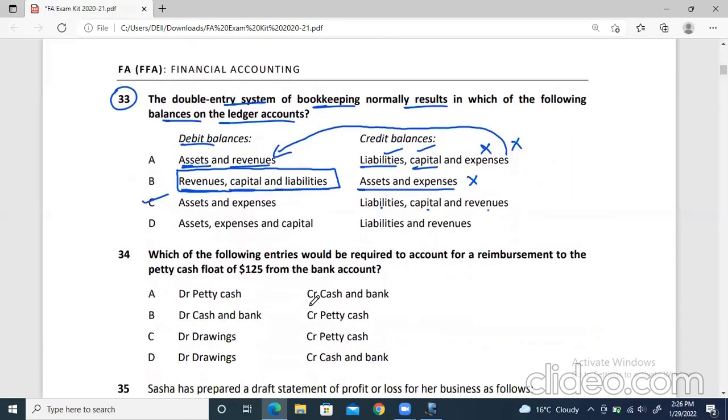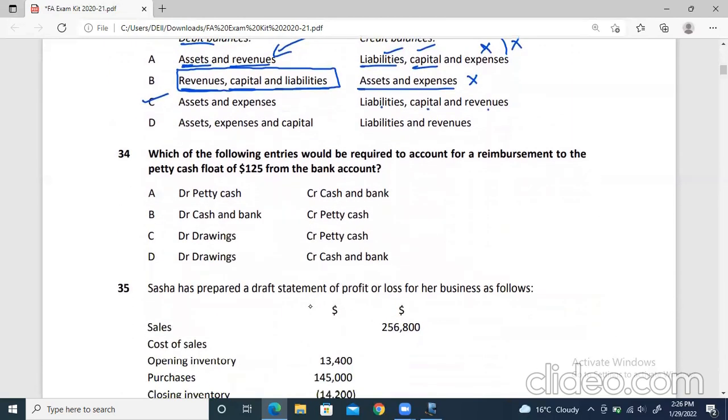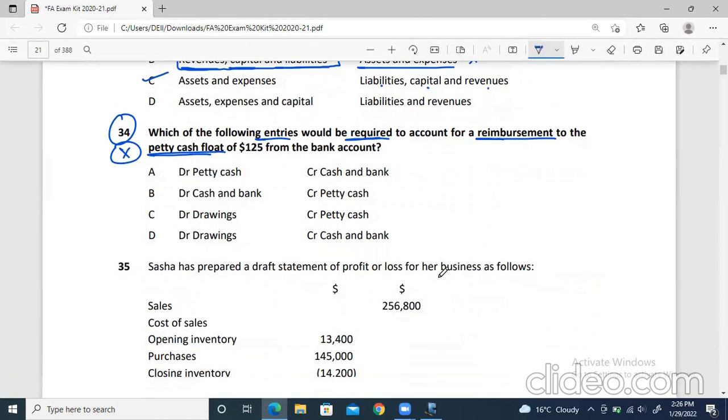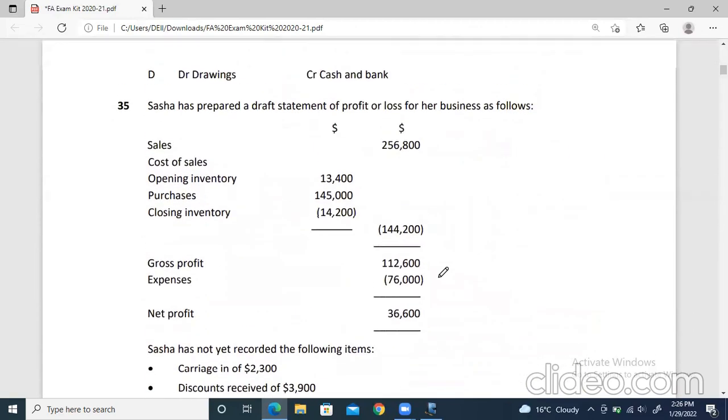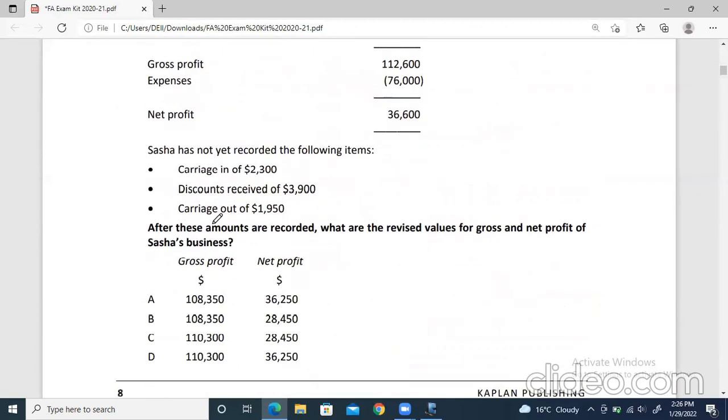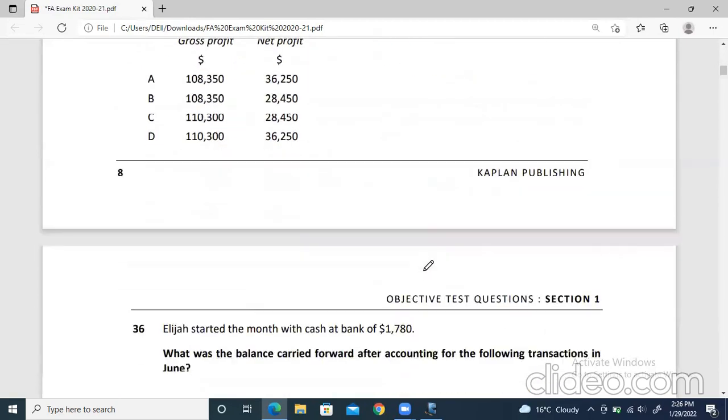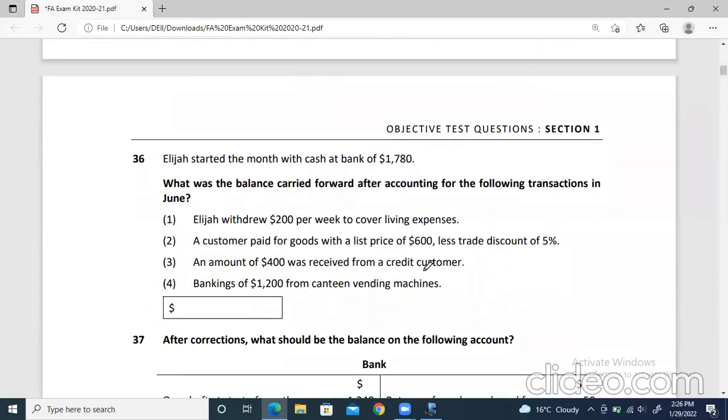All right. Now let's do question 34. Which of the following entries would be required to account for a reimbursement to the petty cash float? This is also a petty cash question, so again, I'm skipping this. Again, they have mixed questions. I don't know why. Let's look at the next one. I think this is also referring to the statement of profit or loss. We also have to do that. Okay, let's do this question.